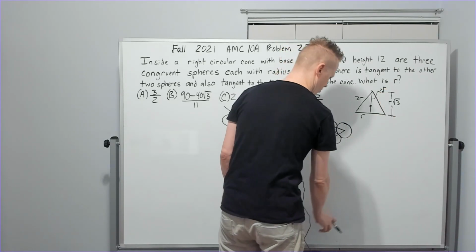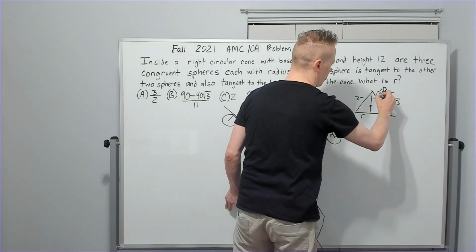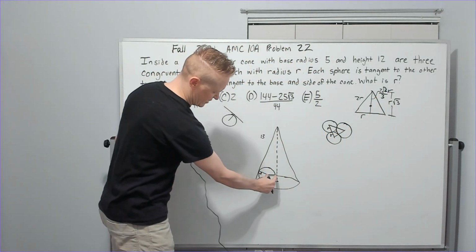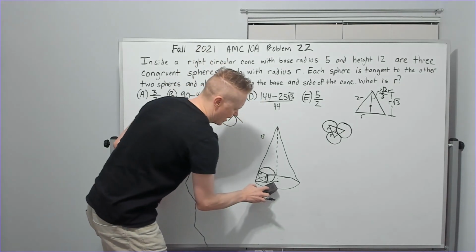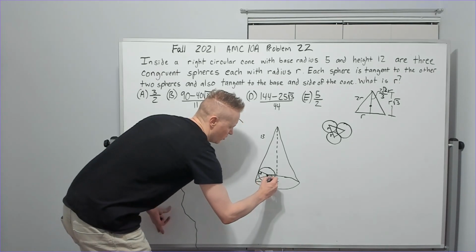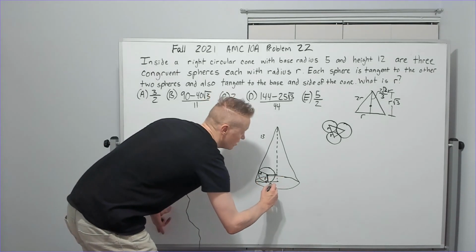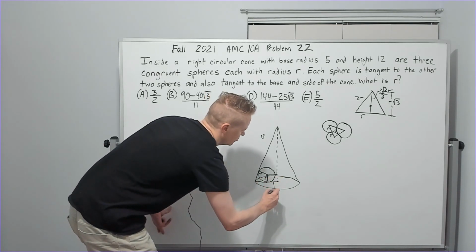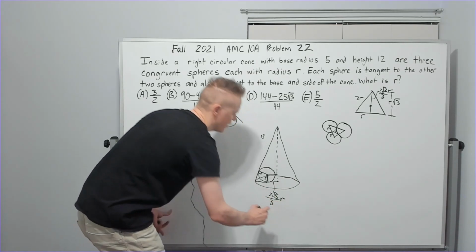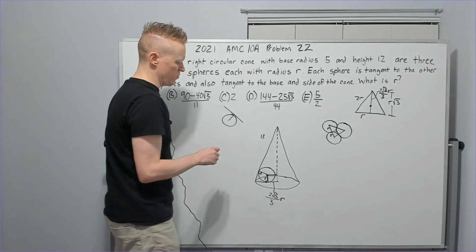Let's see, what would it be? 2 root 3 over 3 r, if you will. That is this distance right here. I'm going to erase this 5 so I have space to write there. The distance going across is 2 root 3 over 3 r.